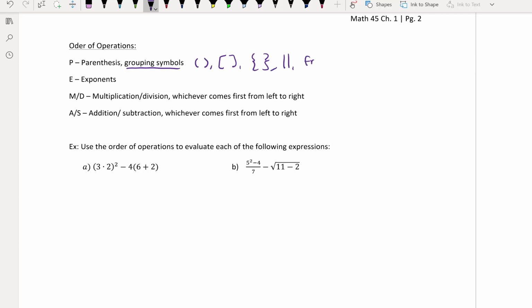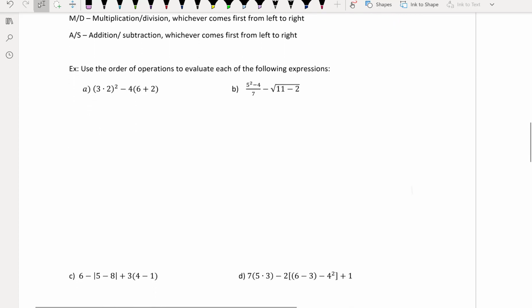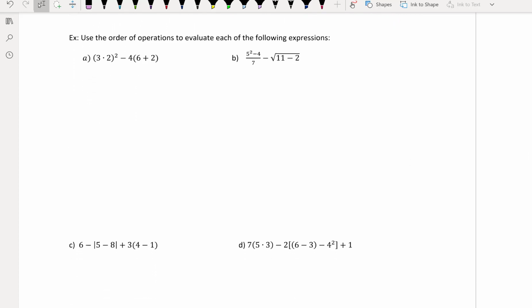And so are fractions, and so are square roots. Okay? So all of those represent our grouping symbols. And of course we have E for exponents, and it's multiplication or division, whichever comes first from left to right. And we have addition or subtraction, whichever comes first from left to right. So what we do is we are going to use our order of operations to evaluate each of the following expressions.